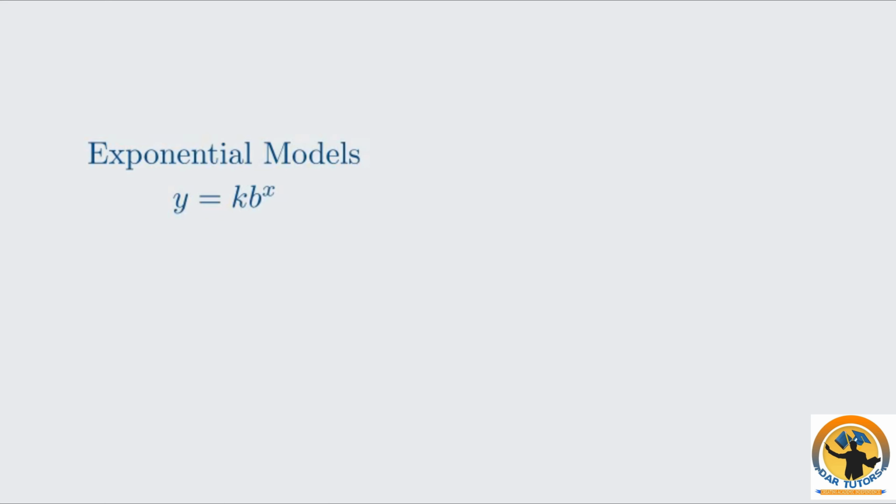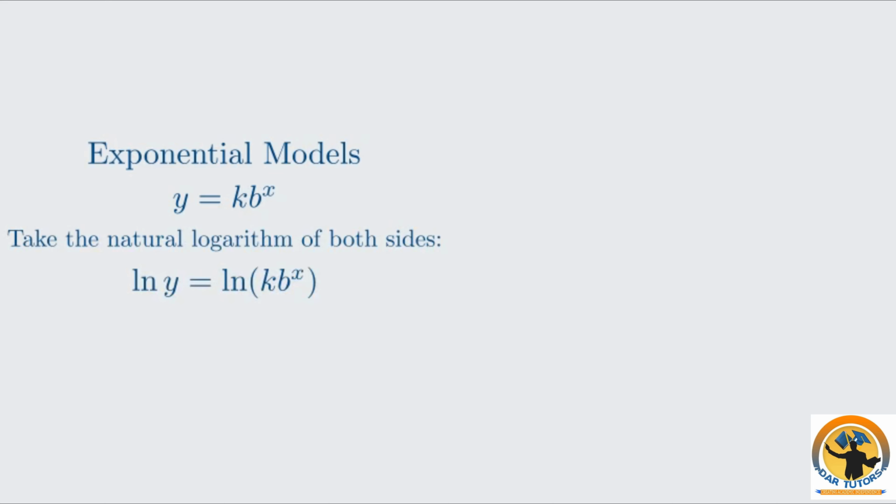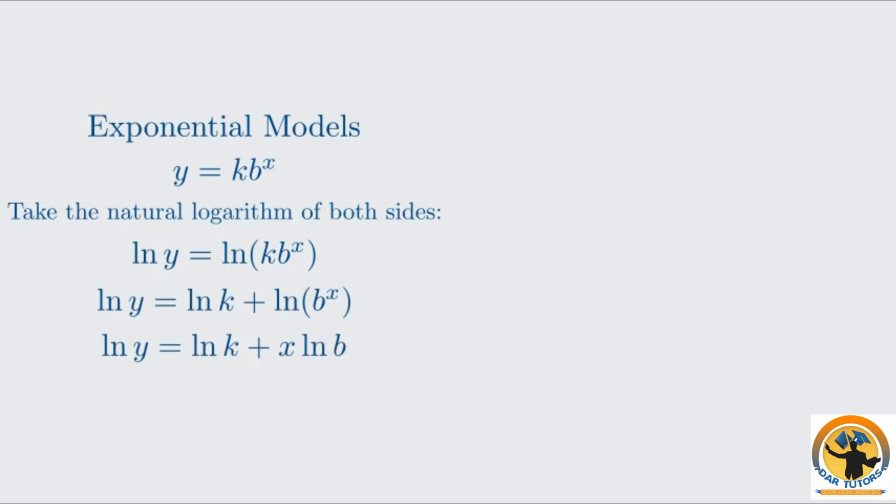Again, this is clearly nonlinear. To transform it, we'll use a property of logarithms. We take the natural logarithm of both sides of the equation. This gives us the natural log of y equals the natural log of k times b to the power of x. Using the logarithm property that the log of a product is the sum of the logs, we can split the right side into the natural log of k plus the natural log of b to the x.